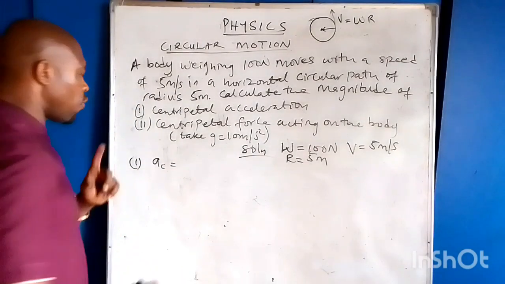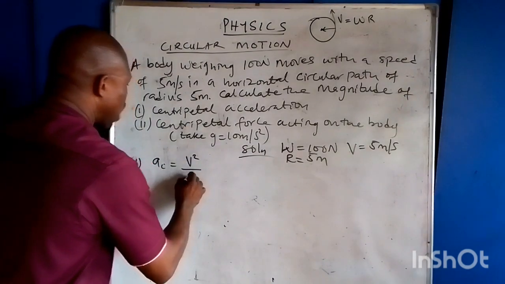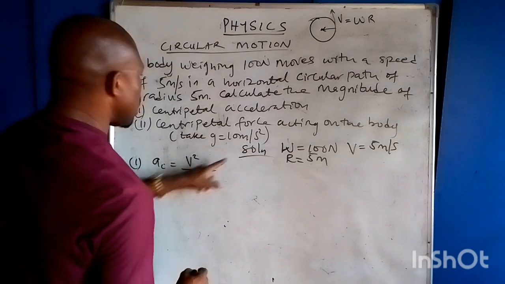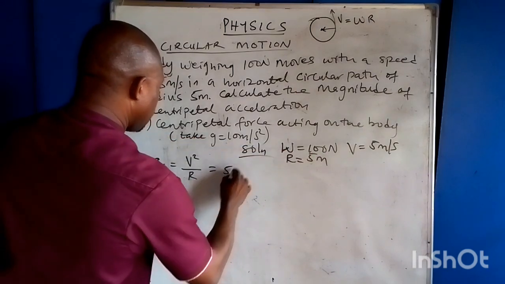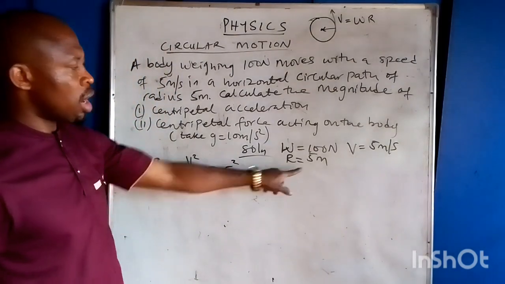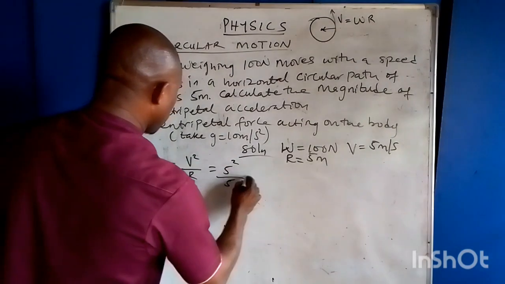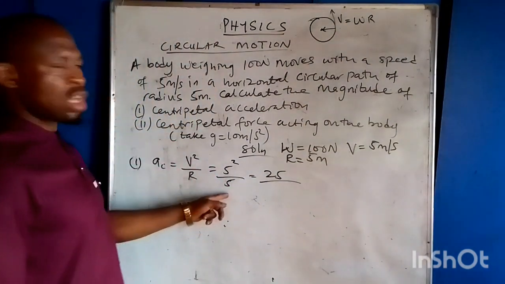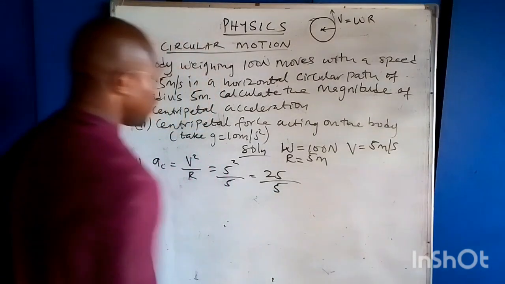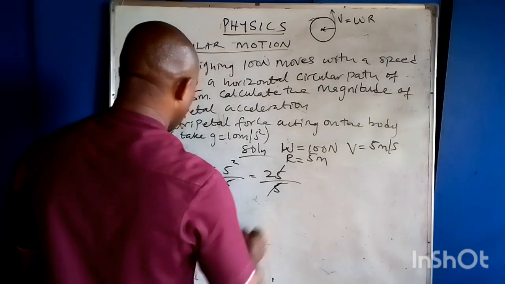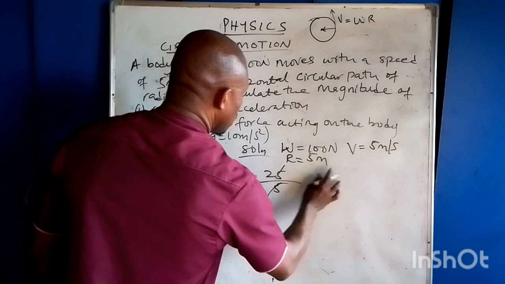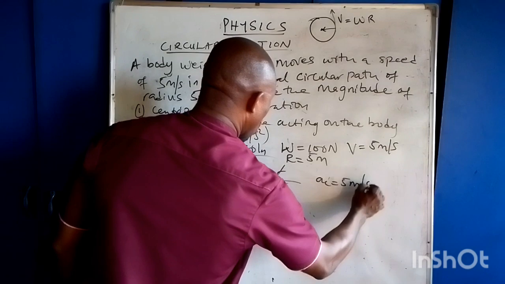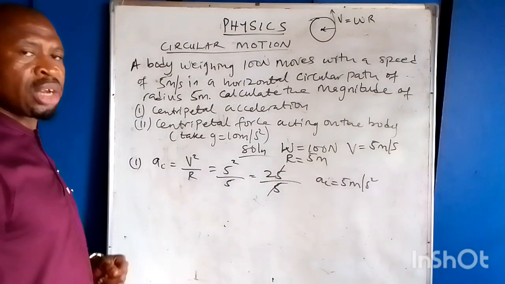Centripetal acceleration, the formula is v squared all over r. Very simple. Now v is 5, so 5 squared all over r. r is still 5, which will give us 5 squared is 25. 25 divided by 5. That means the centripetal acceleration is 5 meters per second squared.